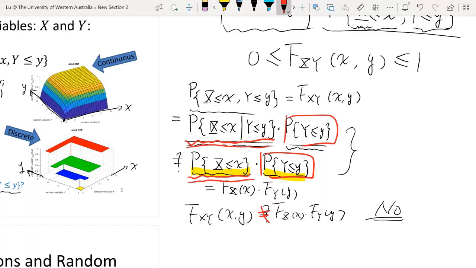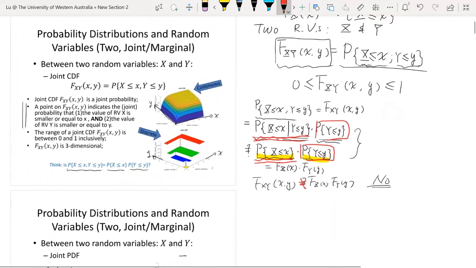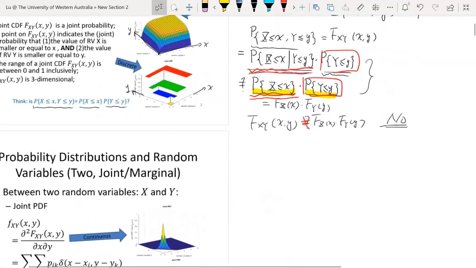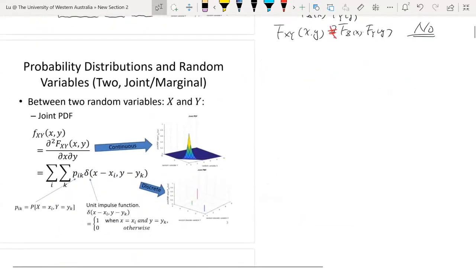Okay. Now this is regarding the introduction of the joint CDF. Let's move on to the next part. So what is the joint PDF?